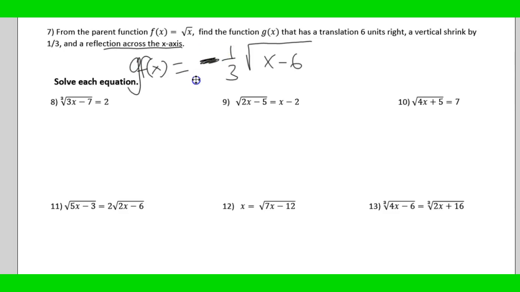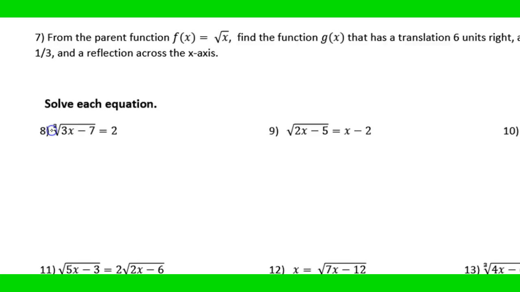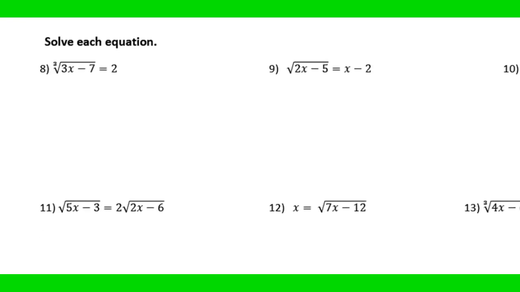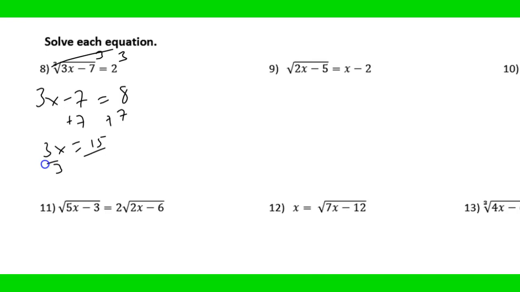All right. Now let's look at the next problem. Number 8, solve the equation. So we have the cube root of 3x minus 7 equals 2. Well, I'm going to cube both sides. So right there, we get that. The cube and the cube root negate each other. And over here, 2 cubed is going to be 8. Now I add 7 on both sides. 3x equals 15. And then divide by 3. x equals 5. All right, make sure you check, because you don't want extraneous cases.